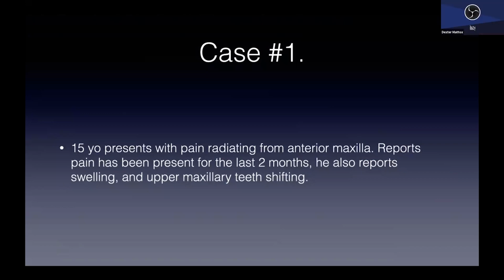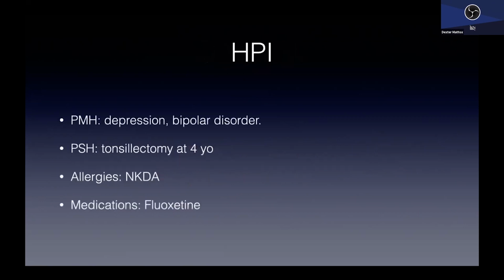Okay. You have a 15-year-old male who presents to your clinic with pain radiating from the anterior maxilla. He says it's been present for the last 2 months and is getting worse. He reports some swelling and some shifting of his maxillary teeth. What would you like to know next? I'd like to obtain a complete history of present illness, including onset, location, duration, characterizing, aggravating, and alleviating factors. And then I would like to obtain a medical history, a surgical history, allergies, and medications.